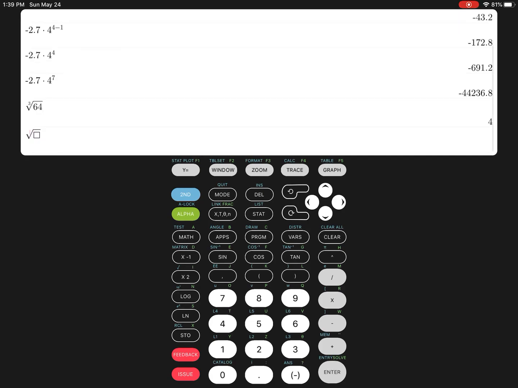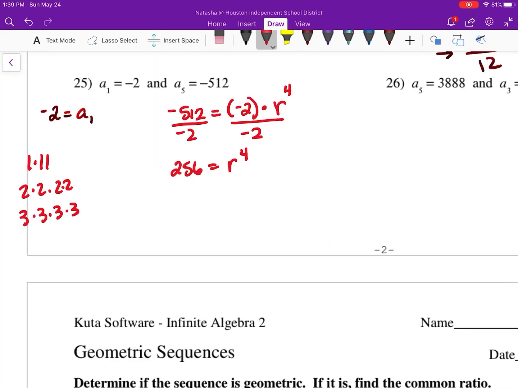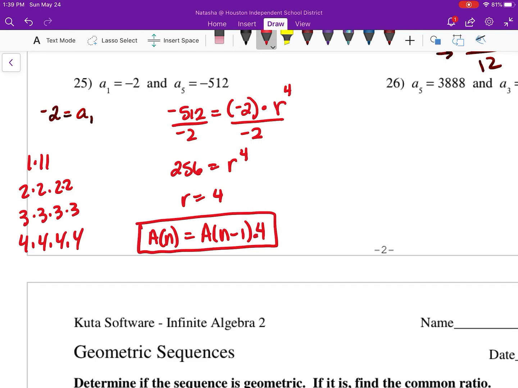And we're going to go back to math. And if you look here on number 5, that says n and then square root. That gives me a blank index number, so that allows me to write my index number in. So I can say a fourth root, and then that number was 256, and I'm going to hit enter, and that's 4. So it happened to be 4. If we had kept going and said 4 times 4 times 4, we would have found it. So r is equal to 4. So our recursive formula is going to be an minus 1 times 4.